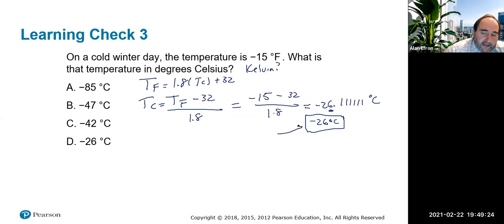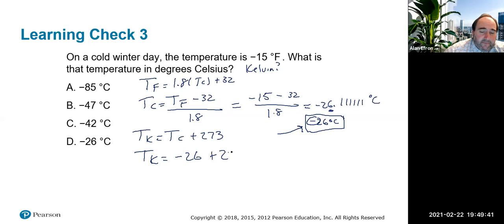Also, because we now have it in Celsius, we could figure out Kelvin because it is the temperature in Celsius plus 273. Again, here the negative is important. So the temperature in Kelvin would be negative 26 plus 273. That's essentially subtracting, and that's going to get us 247 Kelvin in this case. Again, same idea, original number a whole number, converted number a whole number. Any questions on any of those?